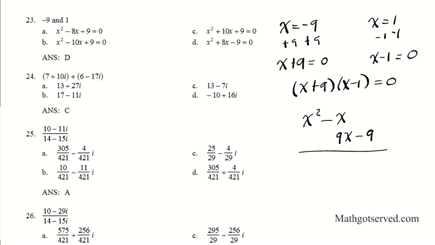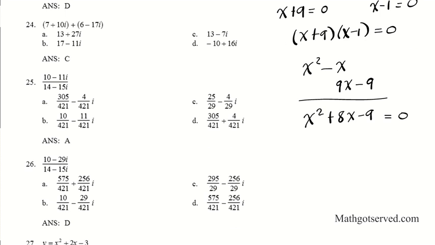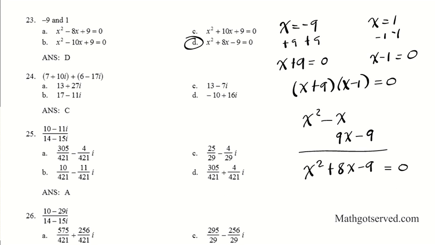So we're going to have x squared plus 8x minus 9 equals 0. And that's our final answer, which is option D. Okay? All right, let's move on to, well, actually, I think I'm going to backtrack a little bit. Let me see. There's no need for that.